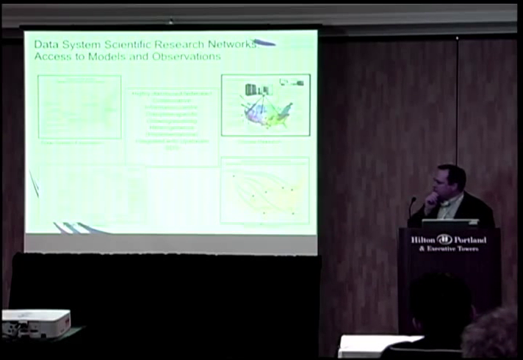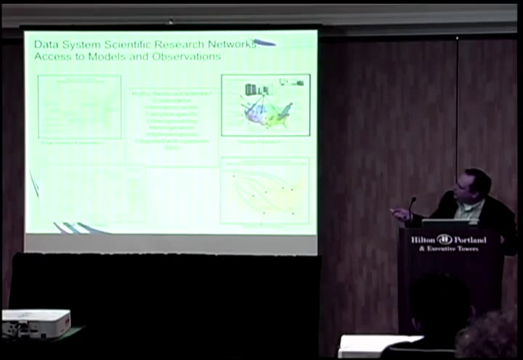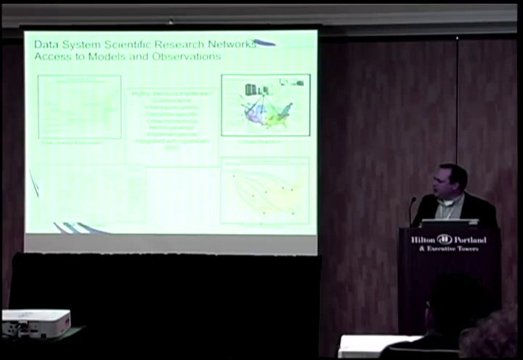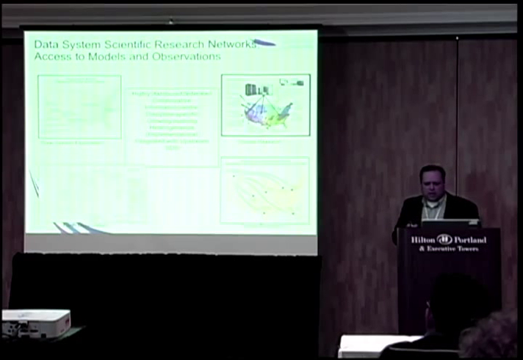So I mentioned the movement towards more of these research networks. And this will give you an example of some of these research networks. On the upper left, you've got the Planetary Data System. The Planetary Data System, as I mentioned, is an archive. It's now about 500 terabytes of data. The data is distributed across the U.S., organized by scientific discipline.